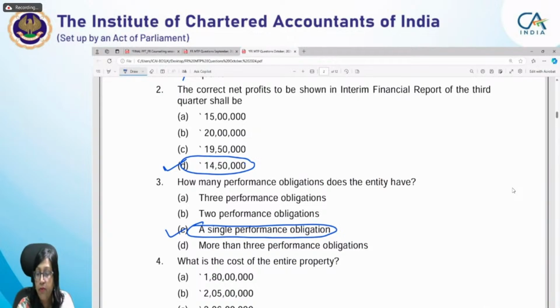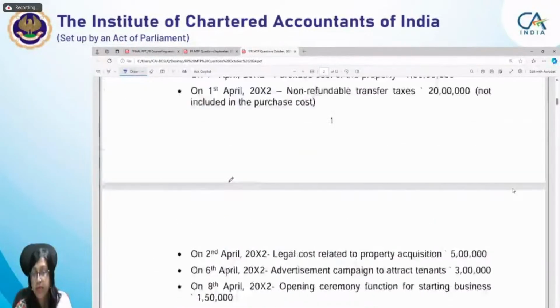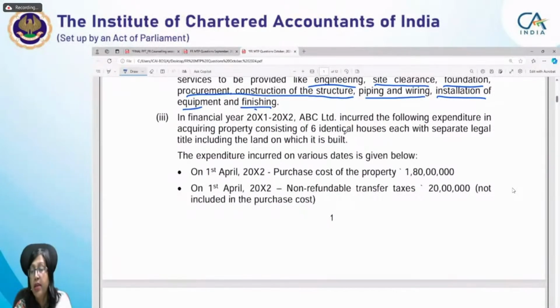Okay. Let's move to the third part of this scenario. In financial year X1, X2, ABC Limited incurred the following expenditure in acquiring property consisting of 6 identical houses, each with separate legal title, including the land on which it is built. The expenditure incurred on various dates is given below. On 1st April, the purchase cost of the property is mentioned as 1 crore 80 lakh. On 1st April 20X2, non-refundable transfer taxes of 20 lakh, not included in the purchase cost. So this 1,80,000 is exclusive of non-refundable transfer taxes. So this is going to be added.